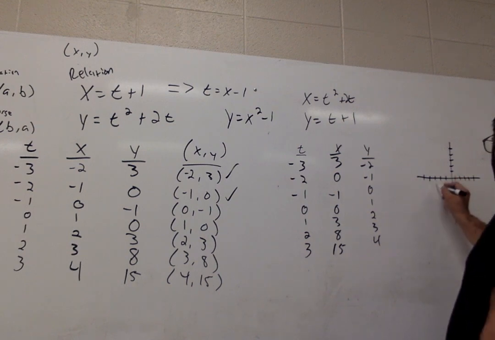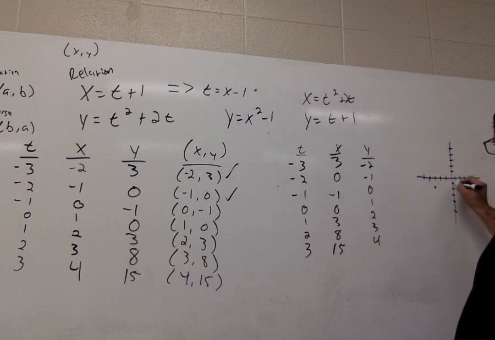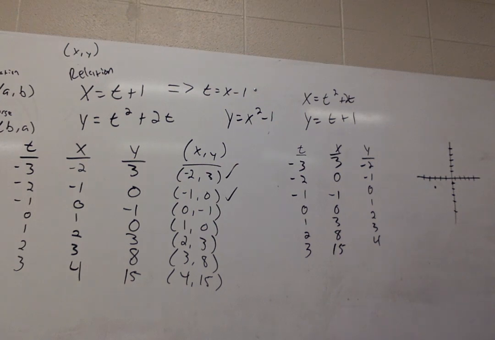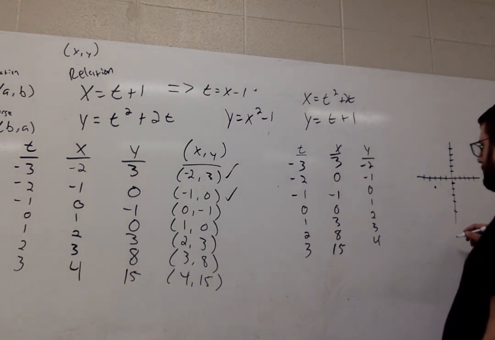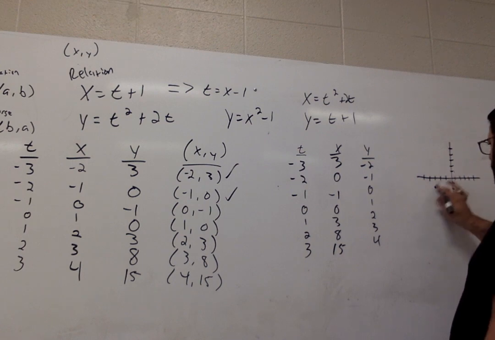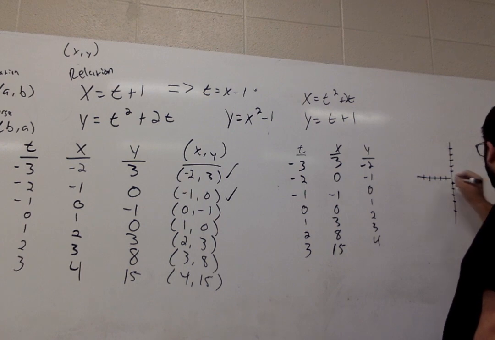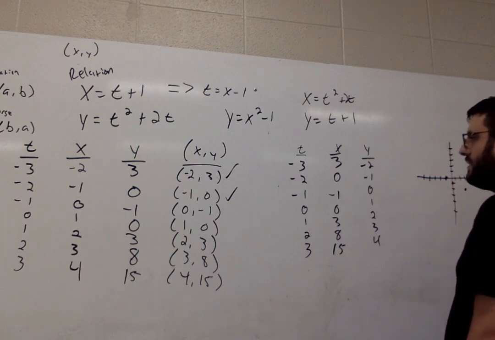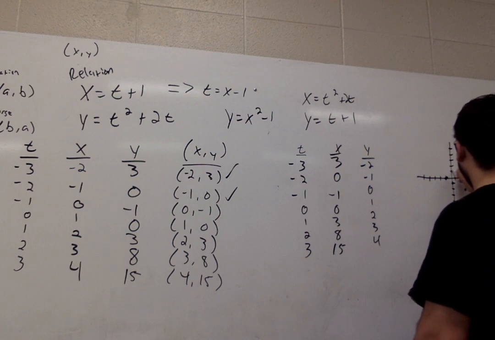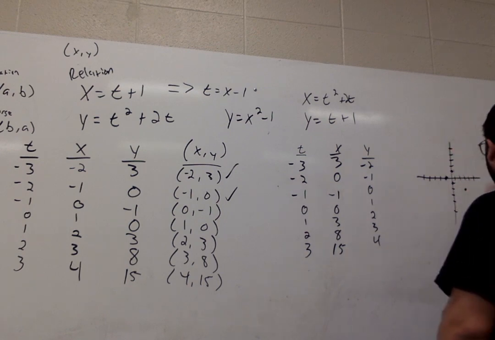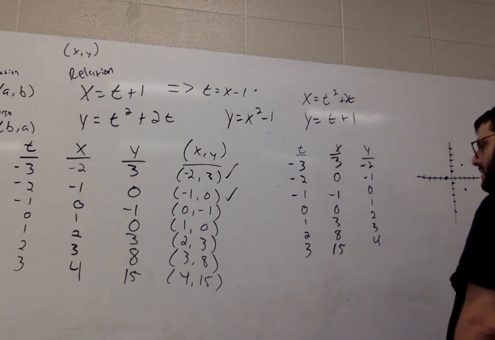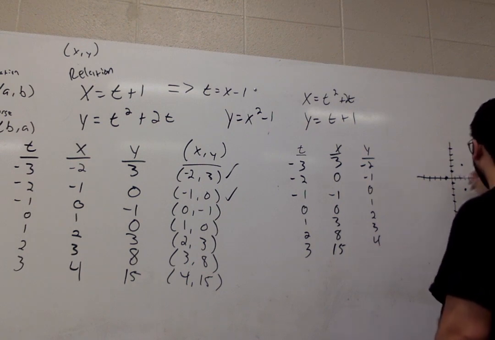So 3, -2, that's down here. 0, -1 is up here. Then -1, 0 is up here. Oh, sorry, this is in the wrong place. 3, -2, right here. Then 0, -1, or -1, 0. Then 0, 1. And 3, 2. And so on and so forth. And then A3 is all the way up here. What's going to happen here is I end up with this graph right here.